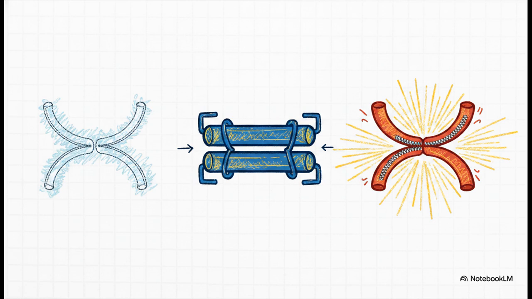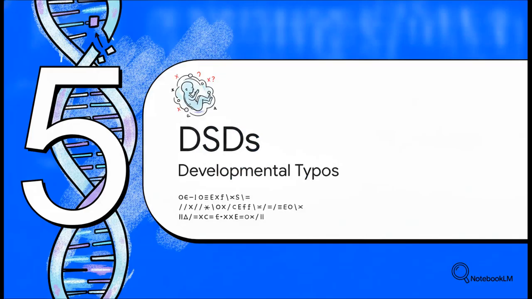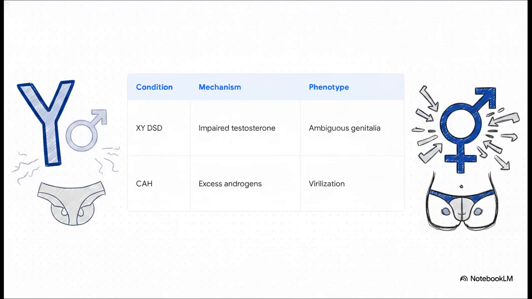Which leads us straight into Section 5, Disorders of Sexual Development, or what happens when there are typos in those early blueprints. There are two primary ways this early blueprint can malfunction. On one side, we have XY DSDs.